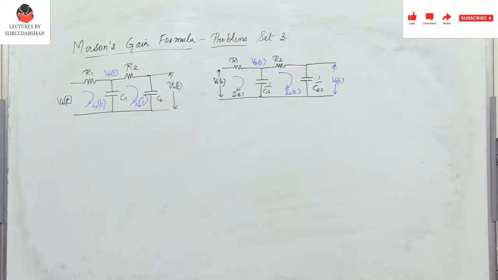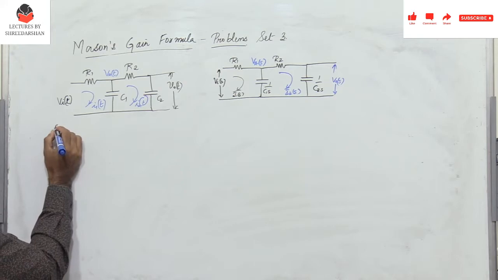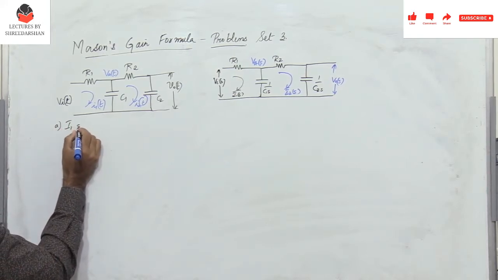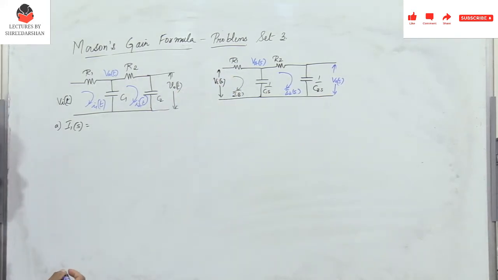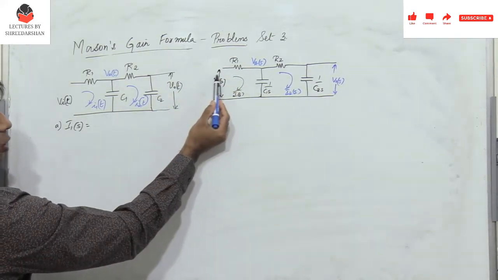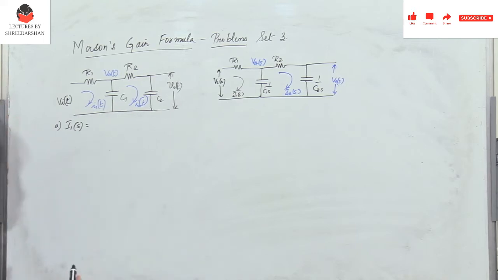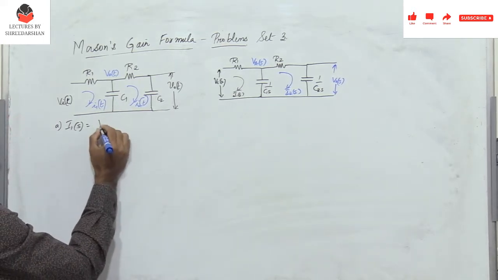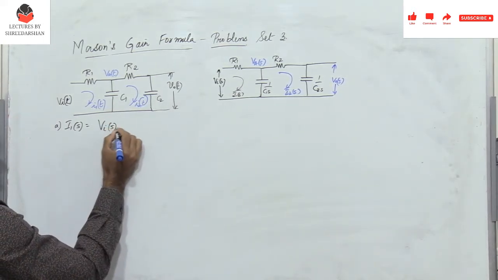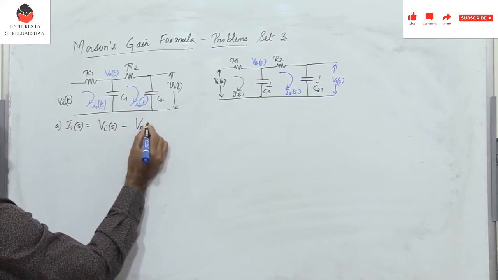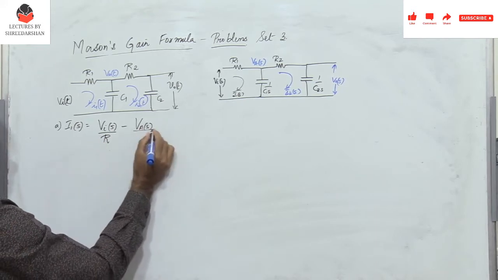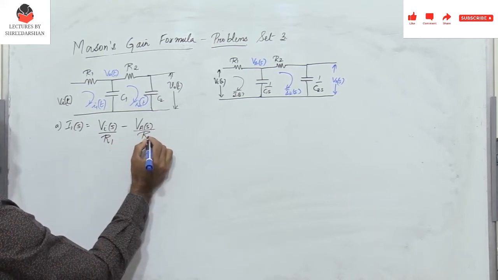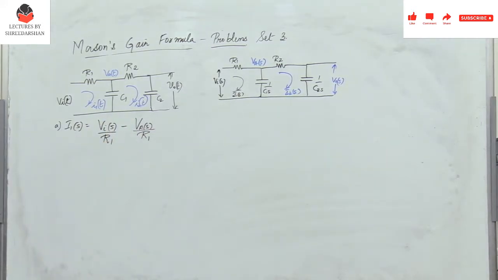Now let me first write the currents and the voltages. The first one: what is I1 of S? I1 of S is nothing but the current flowing through the resistance R1. It is Vi of S minus Va of S by R1. So I can write it as Vi of S by R1 minus Va of S by R1.